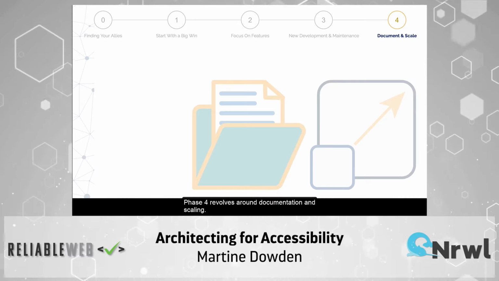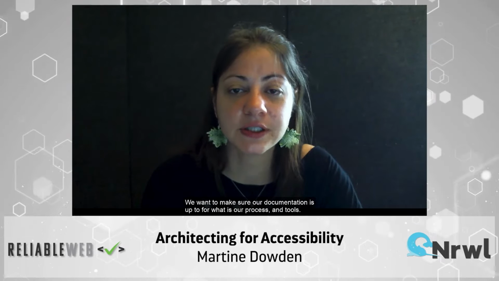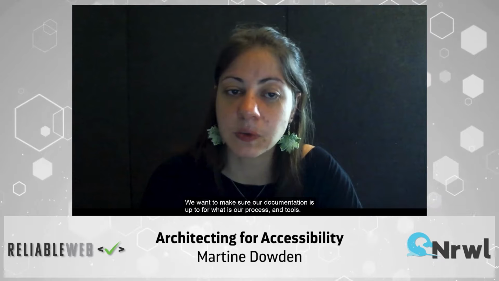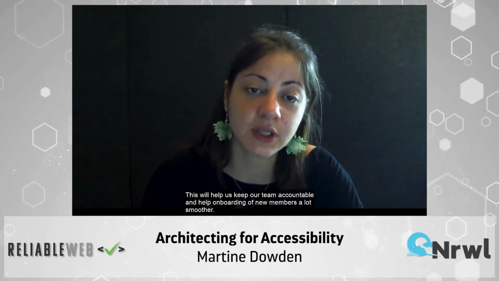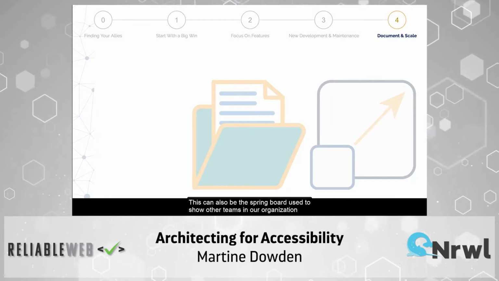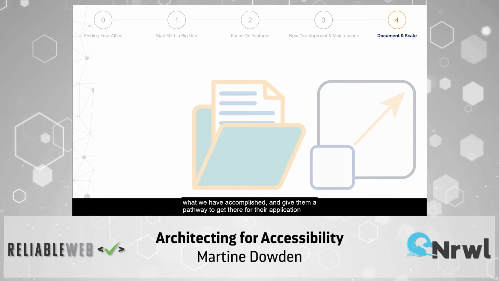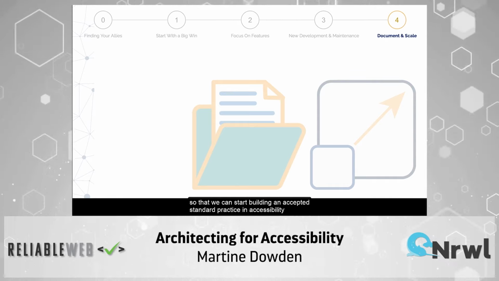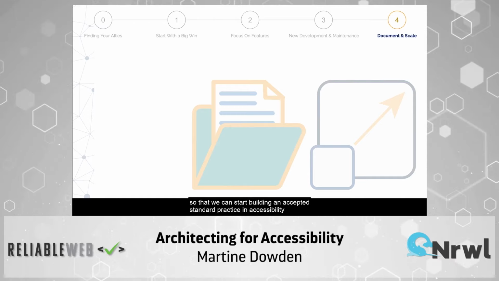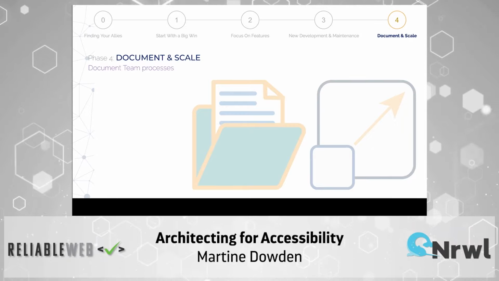Phase 4 revolves around documentation and scaling. We want to make sure our documentation is up to date for what is our process and tools. This will help us keep our team accountable and make onboarding of new members a lot smoother. This can also be the springboard used to show other teams in our organization what we have accomplished and give them a pathway to get there for their application so that we can start building an accepted standard practice in accessibility in our entire organization.